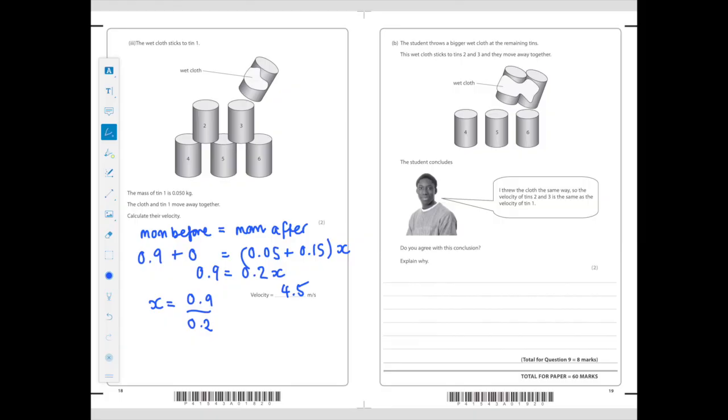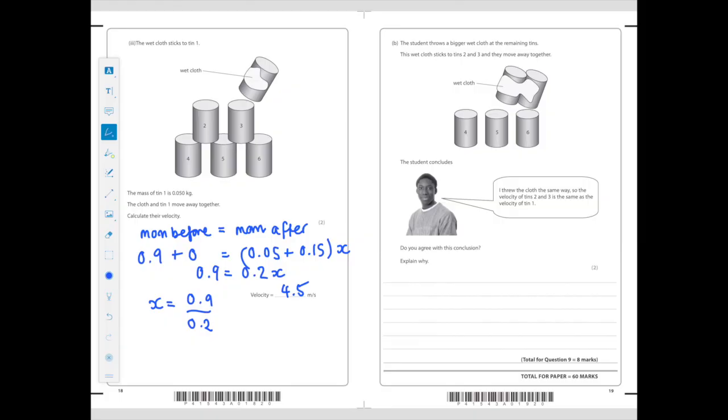The student throws a bigger wet cloth at the remaining tins. The wet cloth sticks to tins 2 and 3 and they move away together. The student concludes, I threw the cloth the same way, so the velocity of tins 2 and 3 is the same as the velocity of tin 1. Do you agree with this conclusion and explain why?